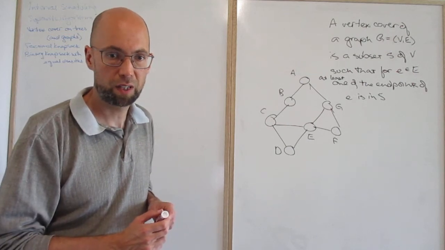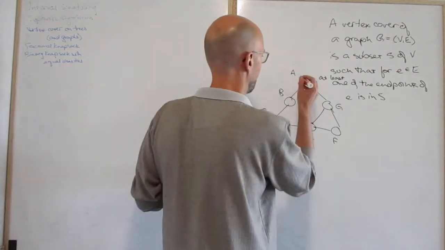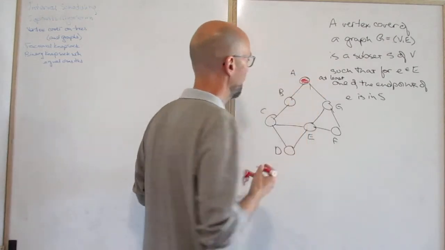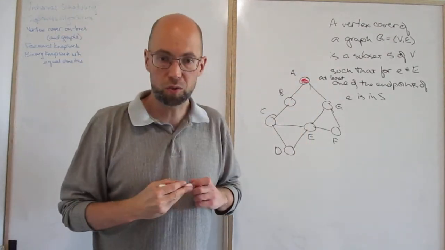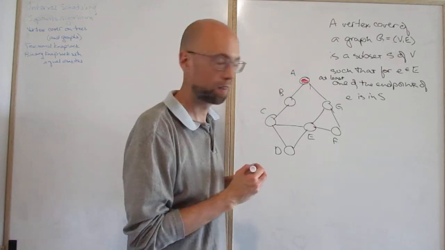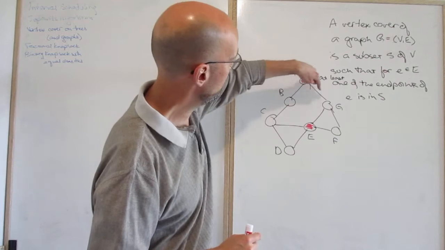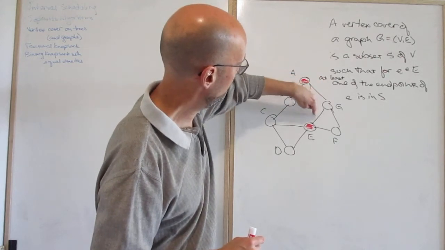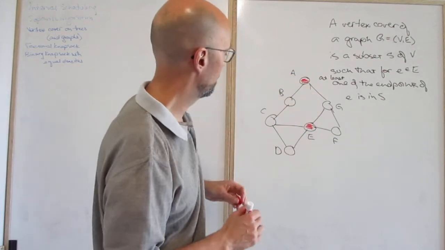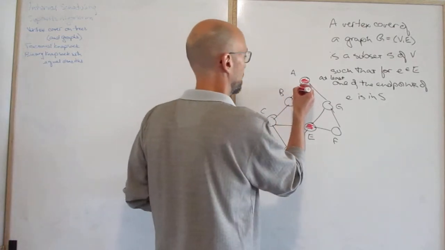Anybody there? A. Okay. People like starting with A. Somebody else want to choose E? Now notice A covers this edge and this edge. E covers this edge, this edge, this edge, and this edge. So I'm just going to slash.